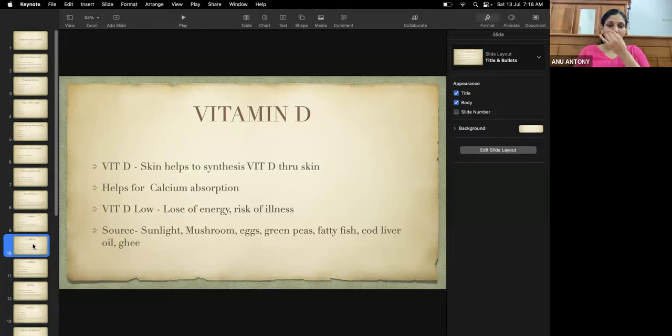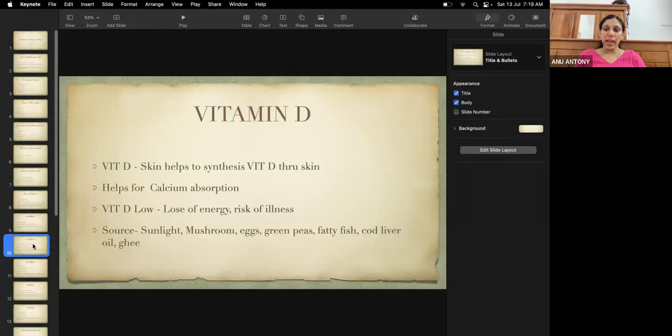Next, vitamin D also helps with calcium absorption. We take all the calcium foods, but if it is not absorbing properly, consider that your vitamin D is low in your body. The signs of low vitamin D are loss of energy. We will always feel very tired and we will be getting frequent illness or infections. That is low immunity. So these are the basic signs of low vitamin D. The main source, as I mentioned, is sunlight. That is the primary source.